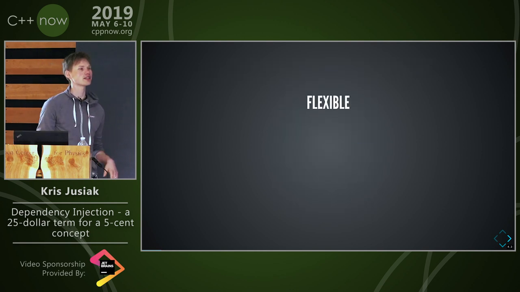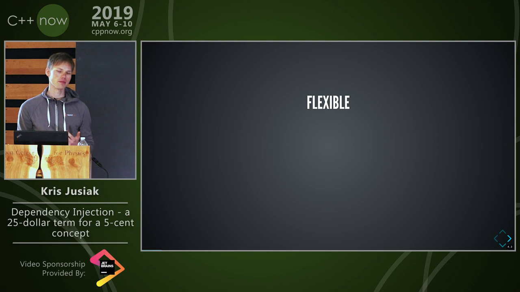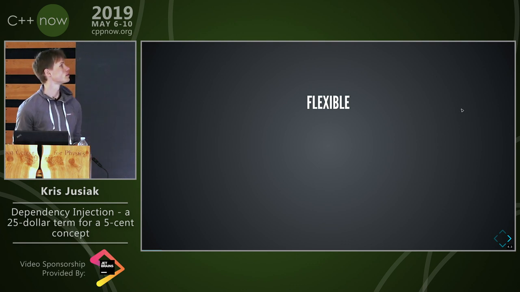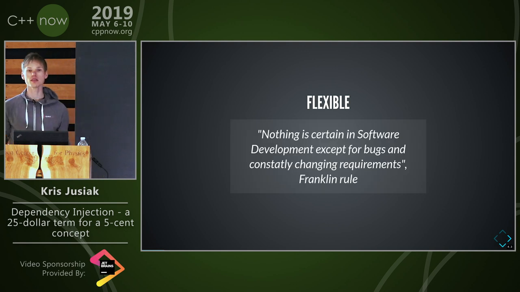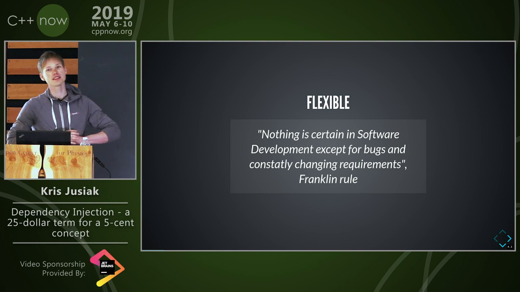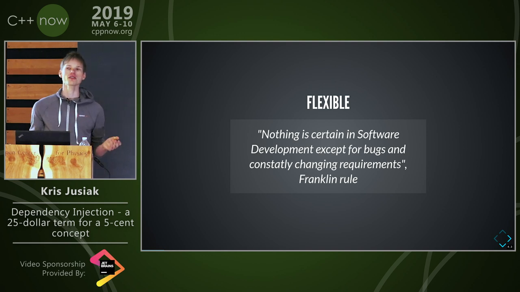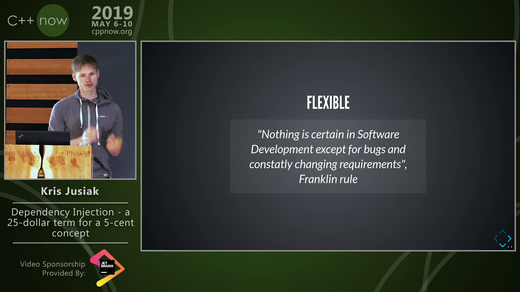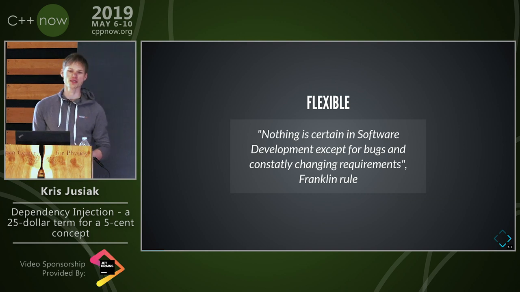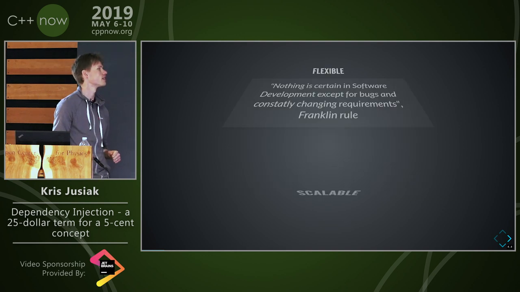So when I talk about design, I will have three main concepts in mind. The first one is that it has to be flexible, because nothing in software development is actually certain besides the bugs. I guess the bugs are quite certain. Everyone is making them. And the requirements will change, because all the stakeholders will always change the requirements. Even if you set in stone what you have to do, at some point you'll have to change that. So that's certain.